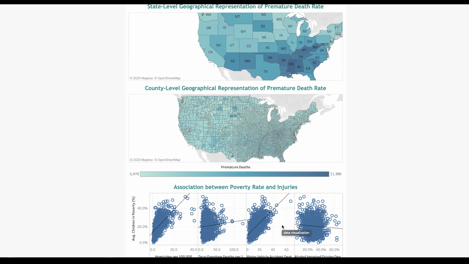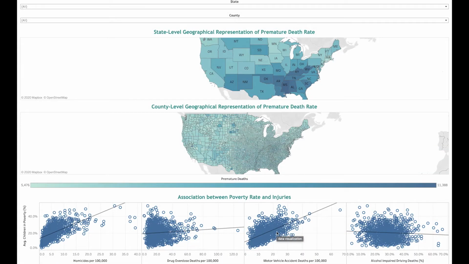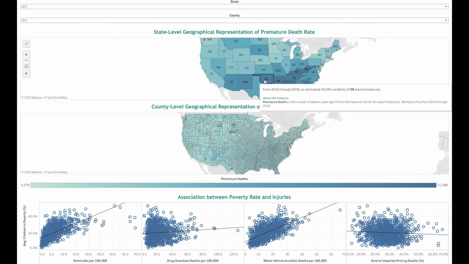The two geographical maps in our dashboard display the number of deaths under age 75 from the National Center for Health Statistics. The data in these graphs are aggregated at the state and county level. Hovering over the state map will display a sentence interpreting the findings at the state level. Hovering over the county map will display a sentence interpreting the findings at the county level.